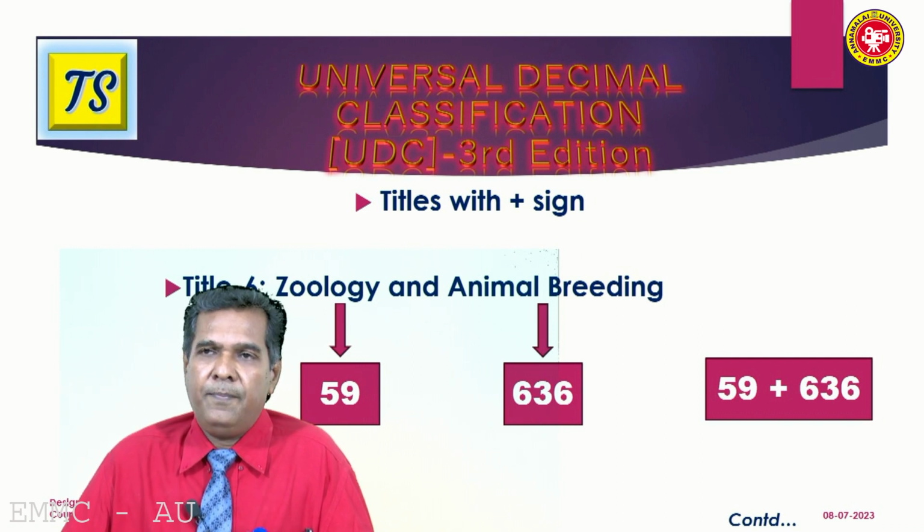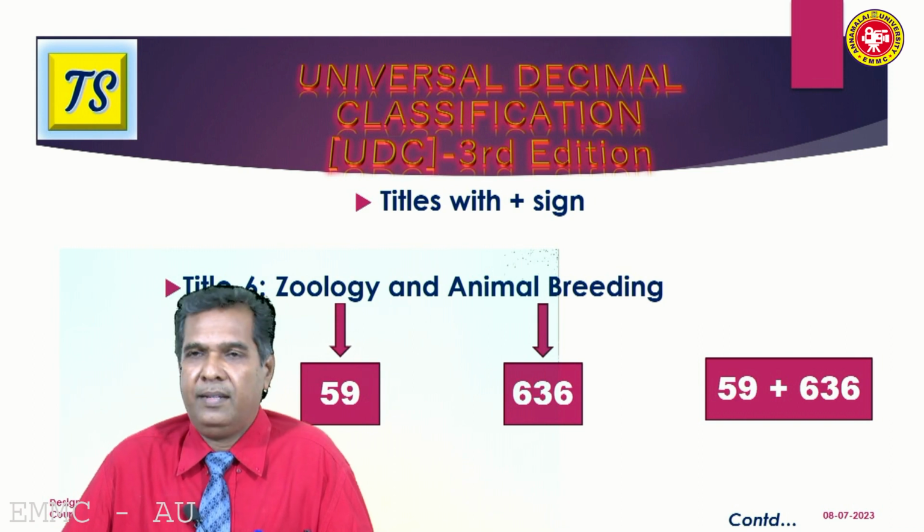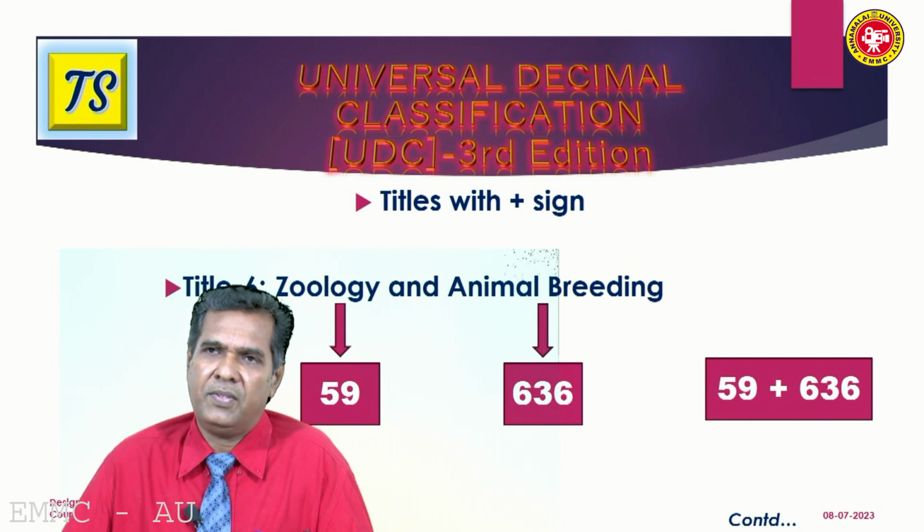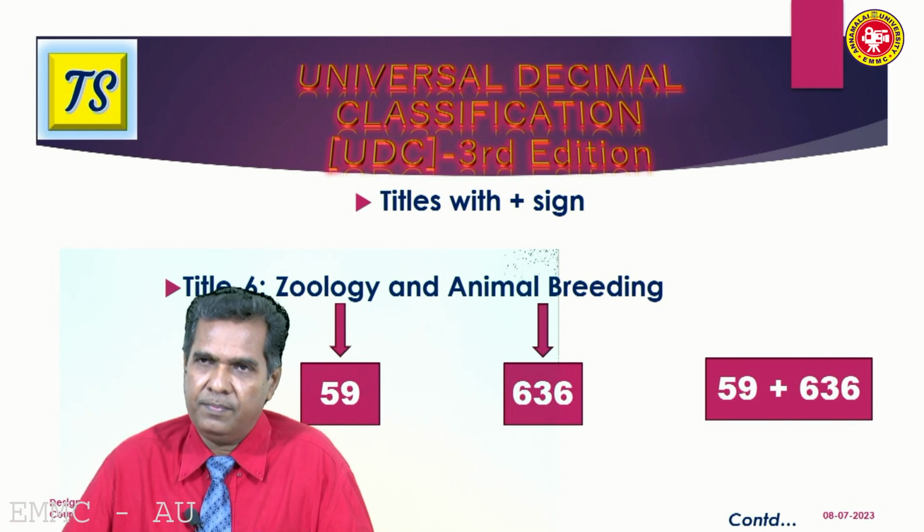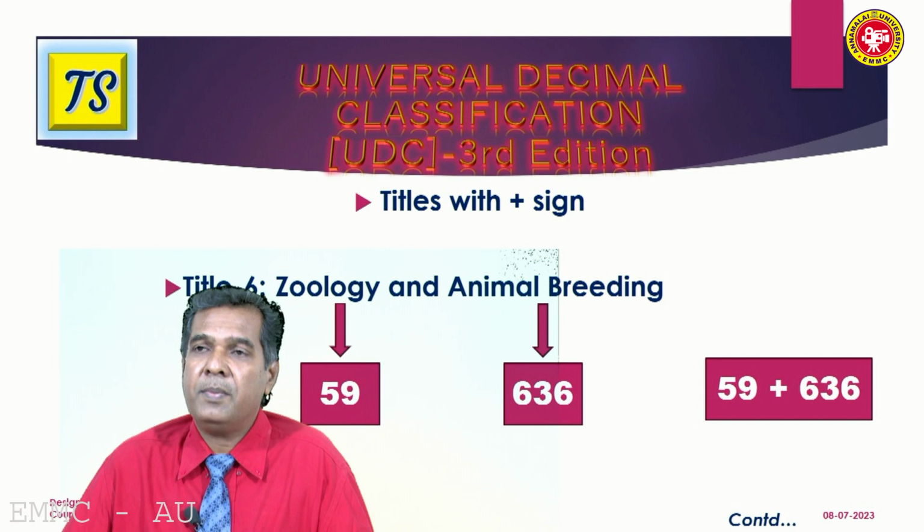Zoology and animal breeding are focusing on different areas. Unless a relationship exists, we should not use any other sign. So in this context, we must use the addition sign plus, for two different concepts.